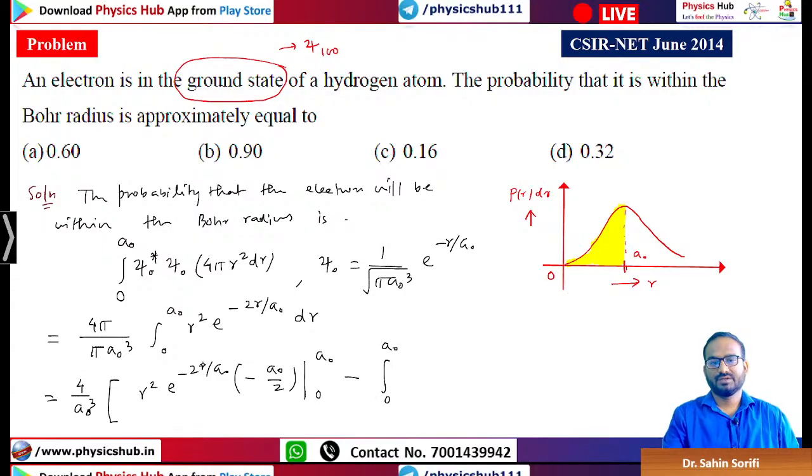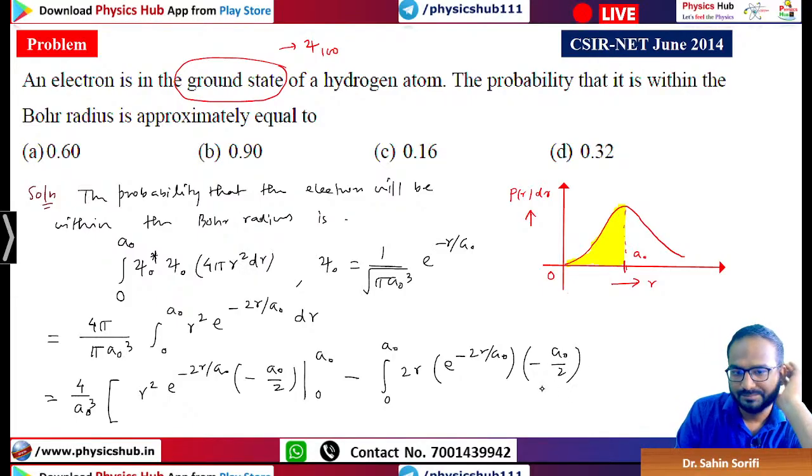The derivative of the first function, so 2r, and the integration of the second function, e to the power minus 2r by a naught. Minus a naught by 2 will come, and dr is there.